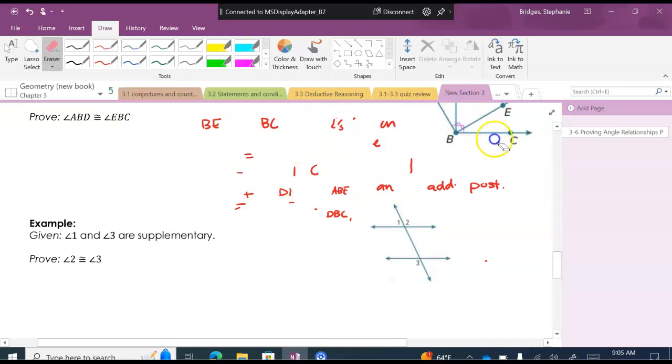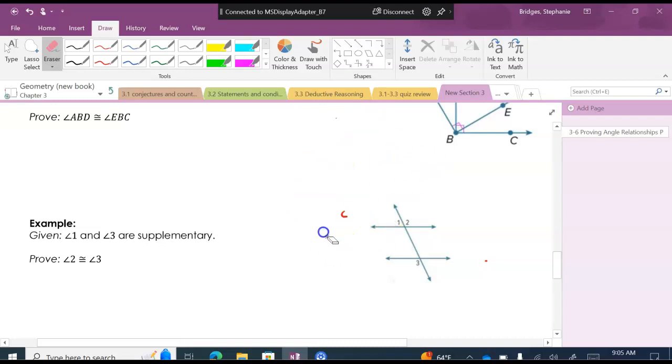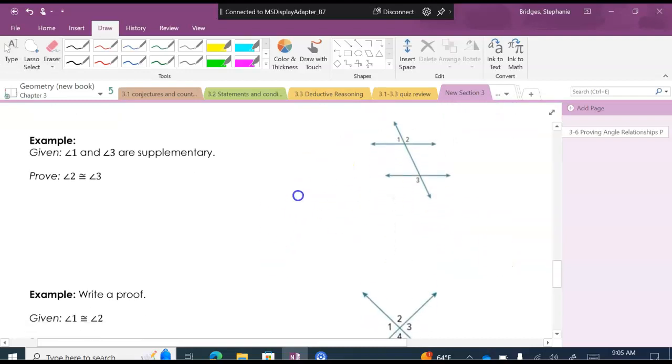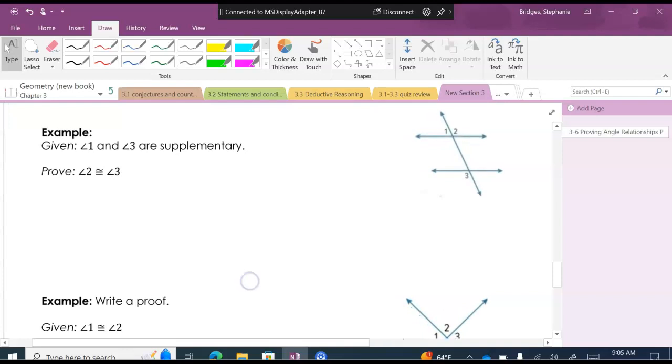All right, let's take a look at the next one. Okay, go ahead and set it up. We know that our first statement is supposed to be our given, so we need to go ahead and write all that down. Okay, it tells me that angle 1 and angle 3 are supplementary. That is my given information.